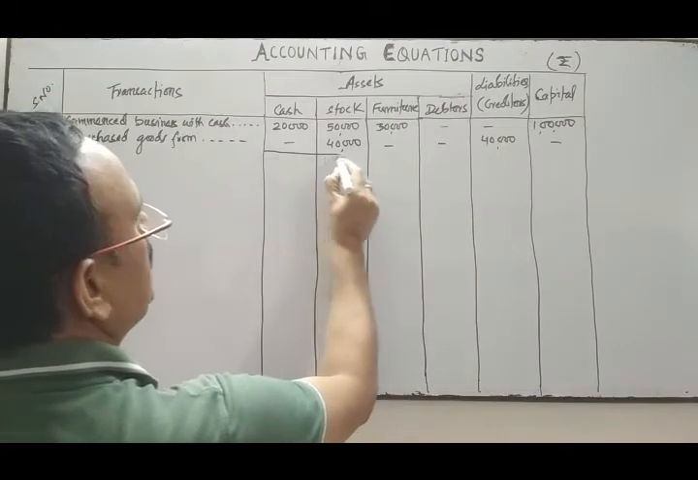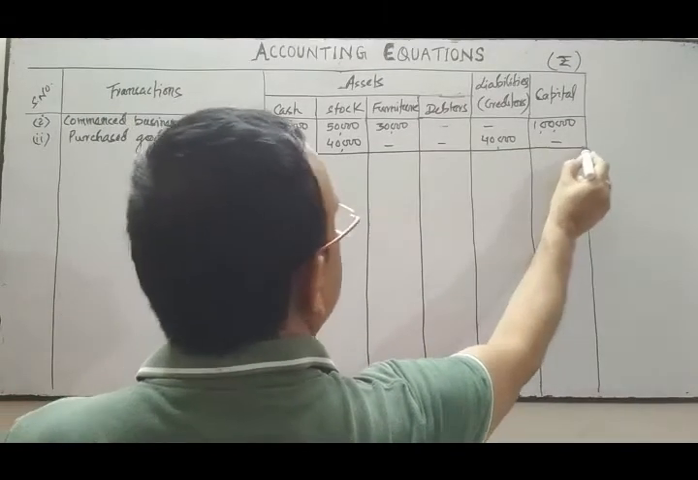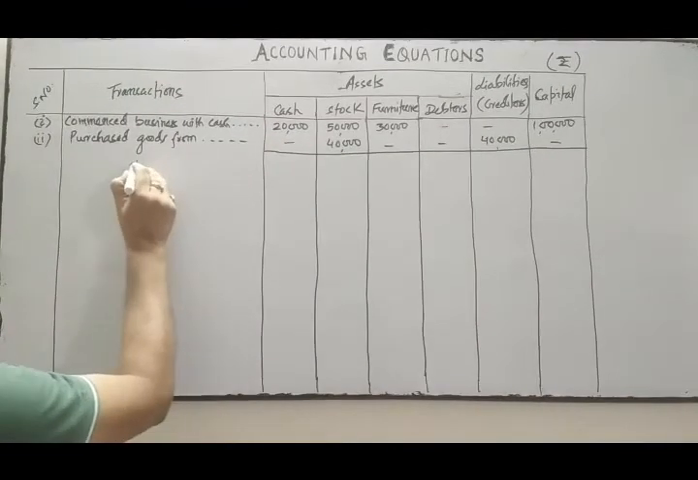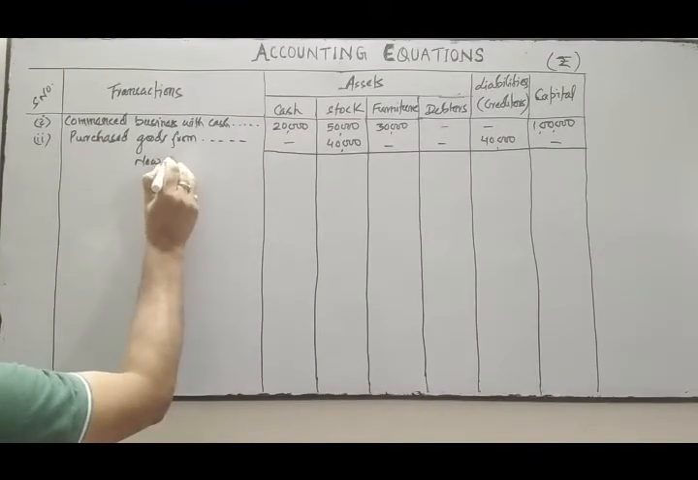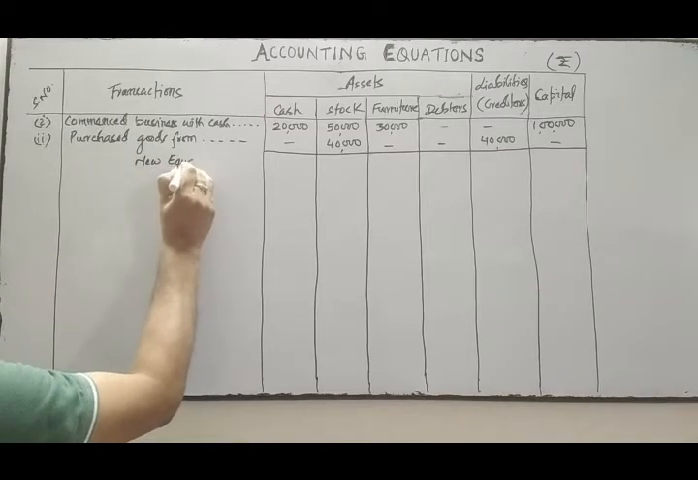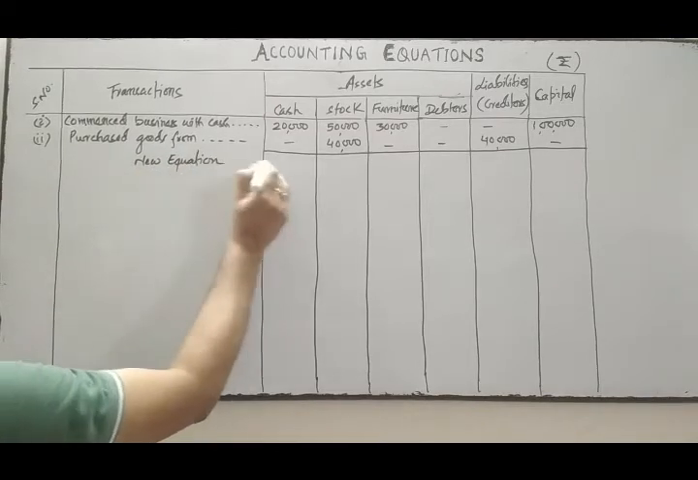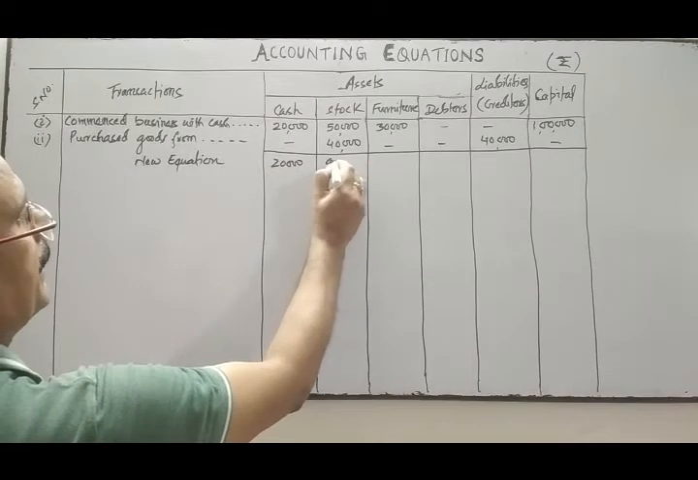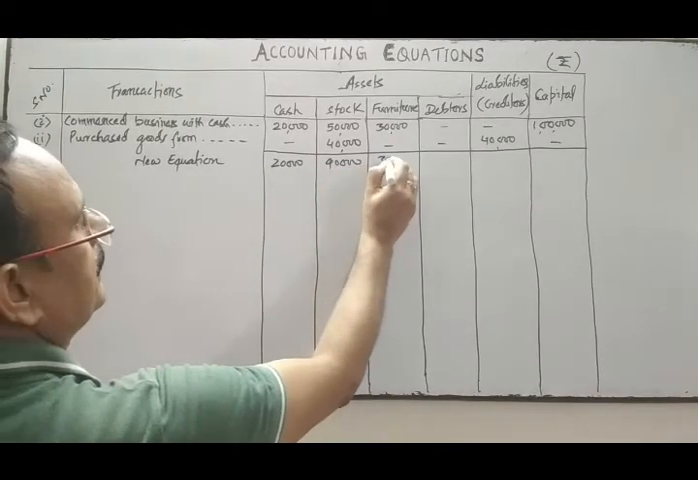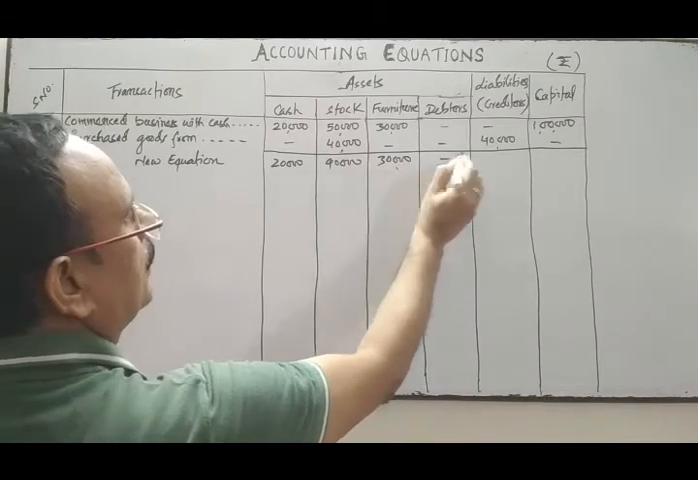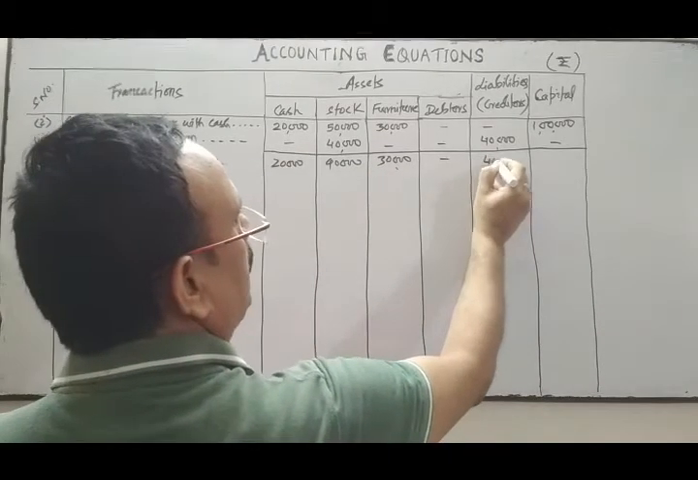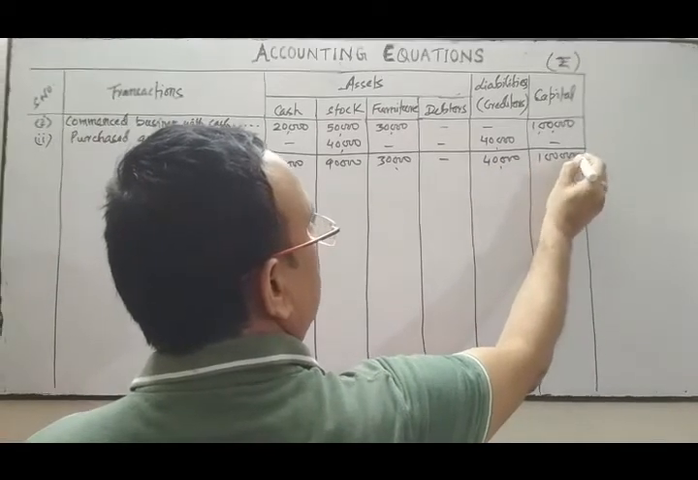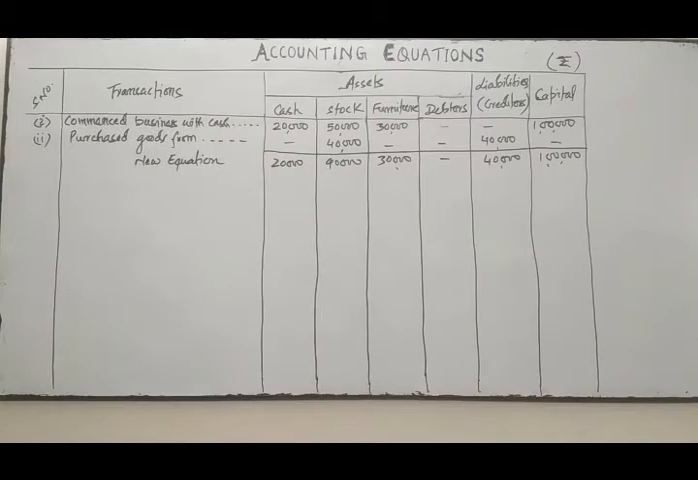So the new equation after the second transaction is: cash 20, stock 90, furniture 30, nothing in debtors, creditors 40, and capital 1 lakh. Okay.